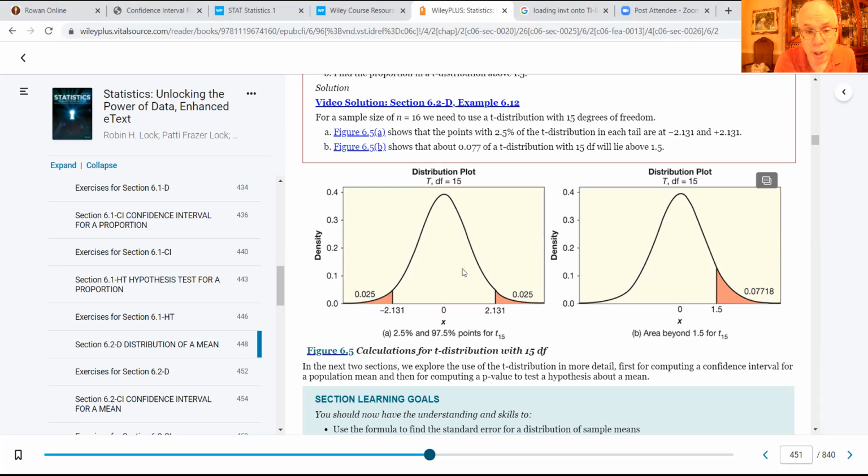So for example here, degrees of freedom is 15. That means the sample size was originally 16, in this case here. And we're assuming that the data is bell-shaped. The sample size 16 is less than 30. So let's go to inverse t with our calculator, and I'll show you how it works. Very easy.